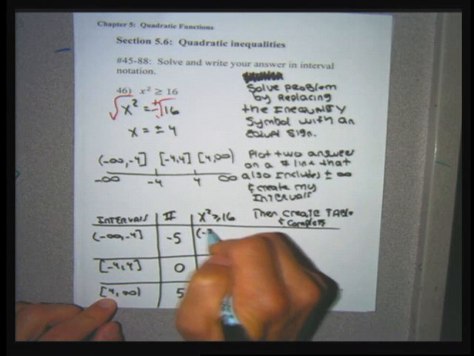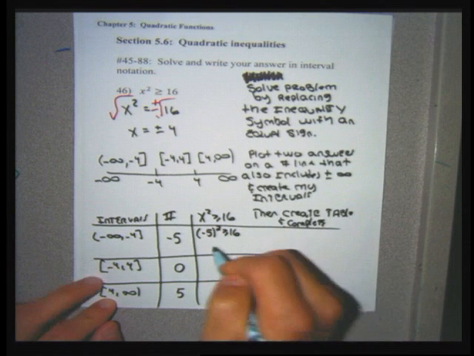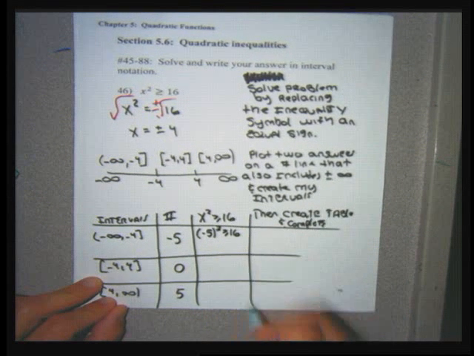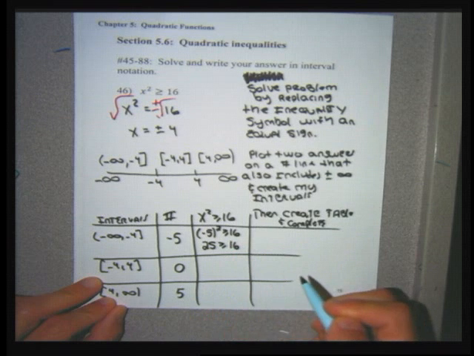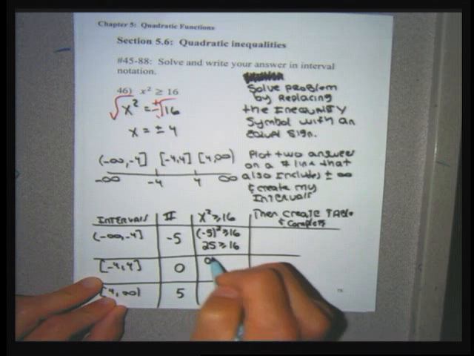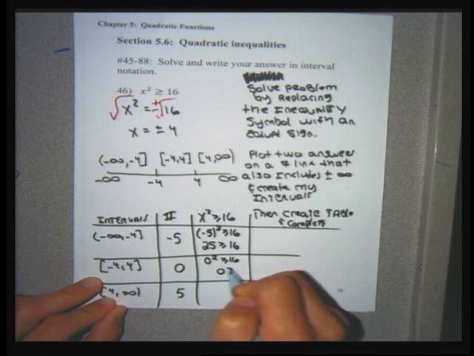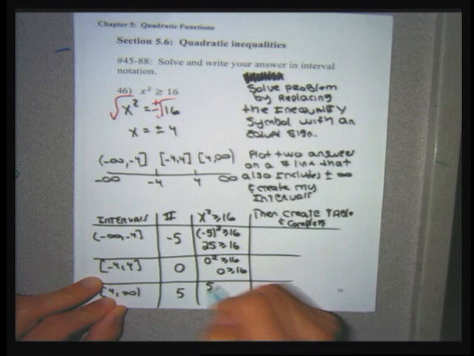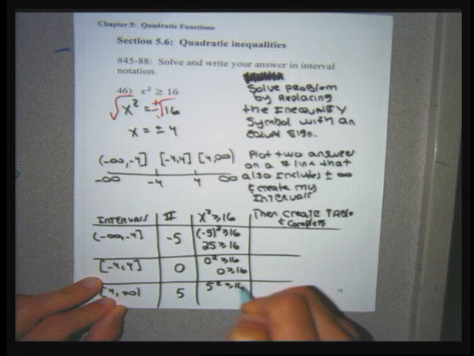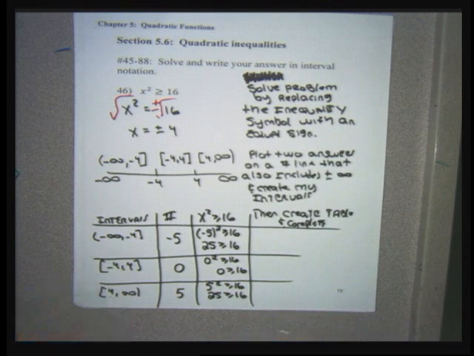So is negative 5 squared greater than or equal to 16? That reduces to 25 is greater than or equal to 16. Second one, I do 0 squared is greater than or equal to 16, that simplifies to 0 is greater than or equal to 16. And the last, 5 squared is greater than or equal to 16 gives me 25 is greater than or equal to 16. And then I write true or false.